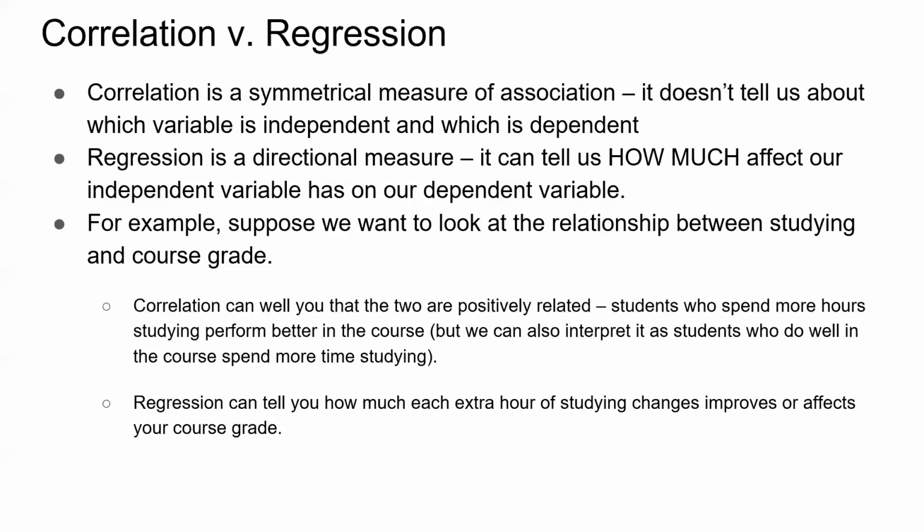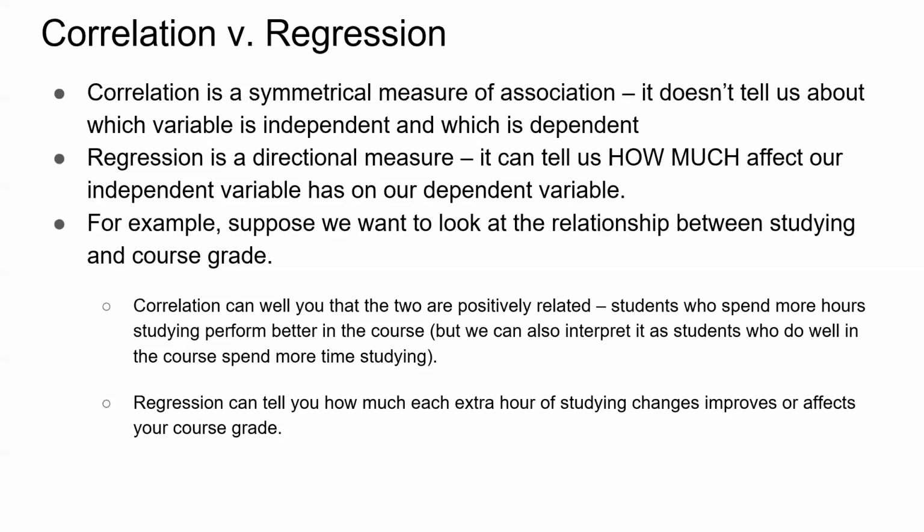So that's what it's measuring: how well we can predict Y by knowing X, or how well we can predict X by knowing Y. But it doesn't give us any information about which variable is causing change in the other variable. It's just looking at how changes in those variables are associated with each other. Regression, however, is a directional measure. It can tell us how much effect our independent variable has on our dependent variable. And this makes it very powerful.